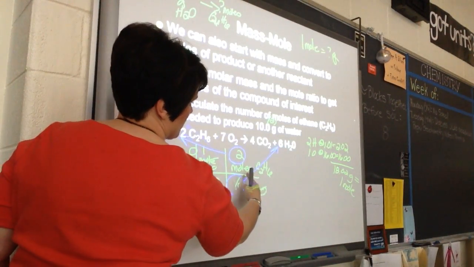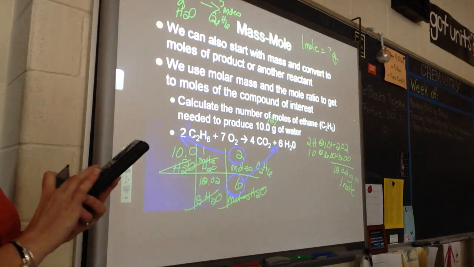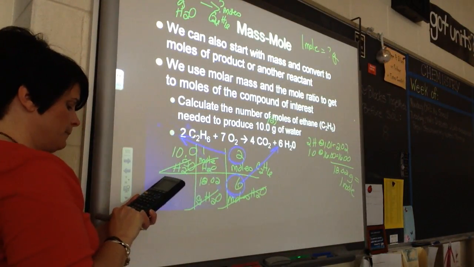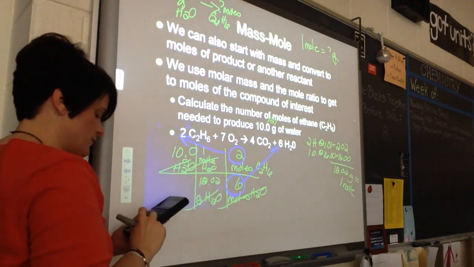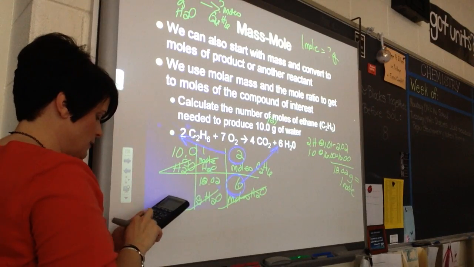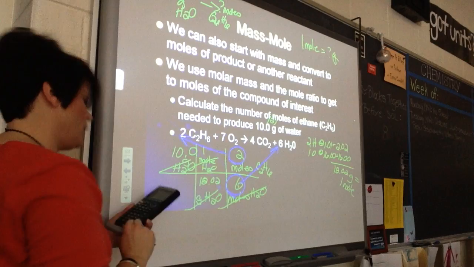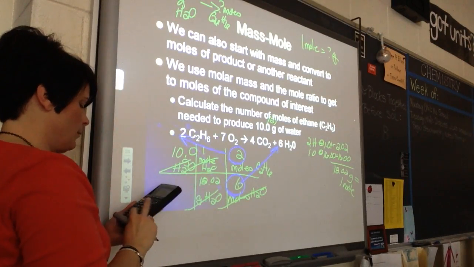Our final answer was supposed to be moles of ethane, so we're ready for math. 10.0 times 1, enter. Drop and divide by 18.02, enter. Go up and multiply, times 2, enter. Drop and divide by 6.